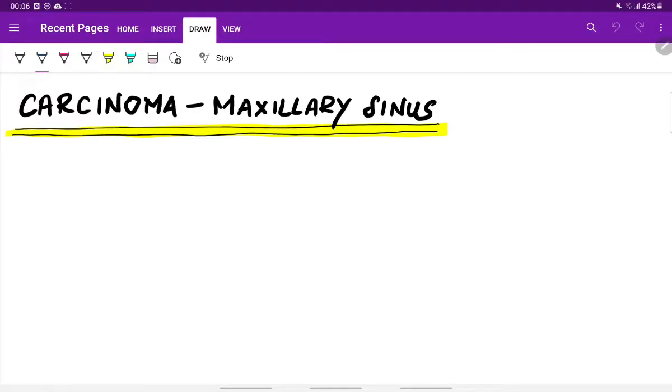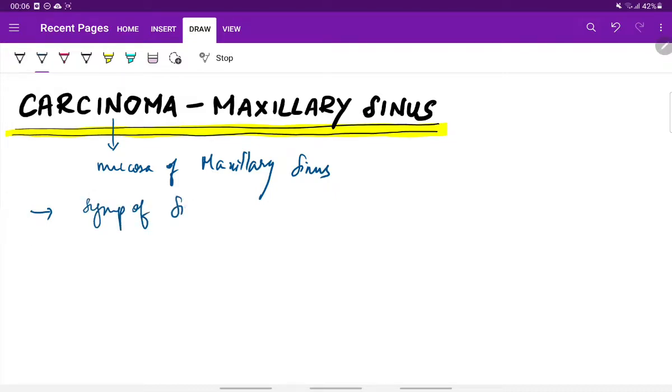Let's see about carcinoma of maxillary sinus. The carcinoma arises from the mucosa of the maxillary sinus. Initially, it presents with the symptoms of sinusitis. Later, it progresses to involve the bony destruction of the maxilla, which further progresses to invade the surrounding structures.